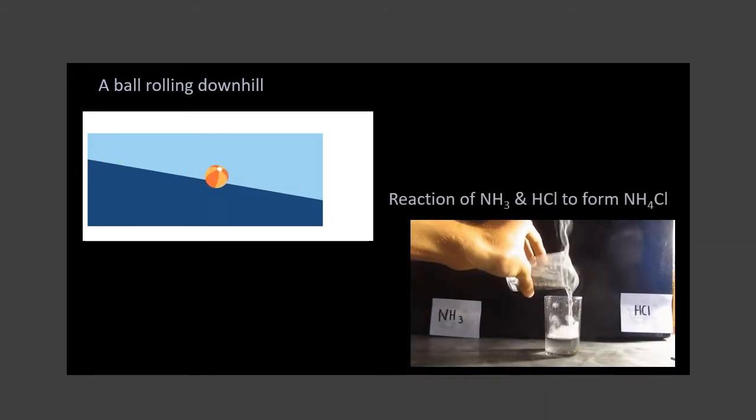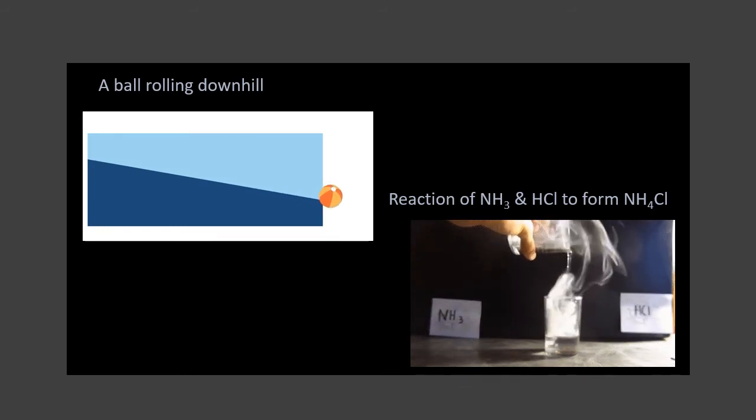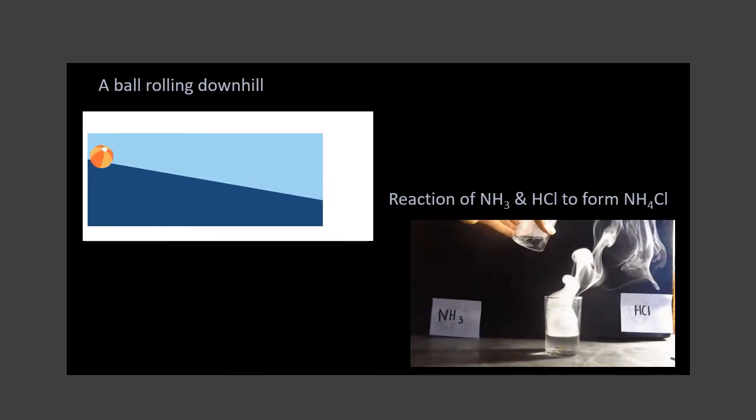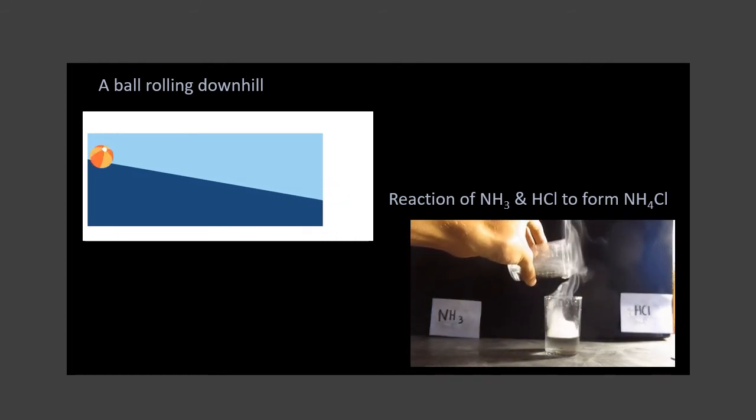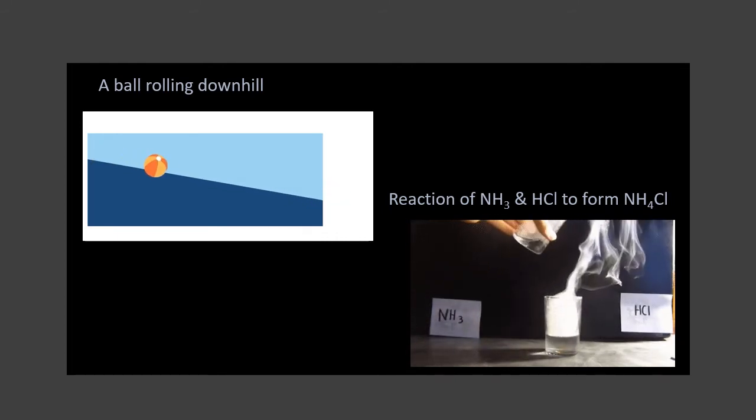Here we have an example of a ball rolling downhill. You don't have to do much, isn't it? Or have a look at this reaction between ammonia and HCl, forming ammonium chloride. Do you think we can reverse these reactions? If so, how do you think we can reverse these reactions? Think about it.